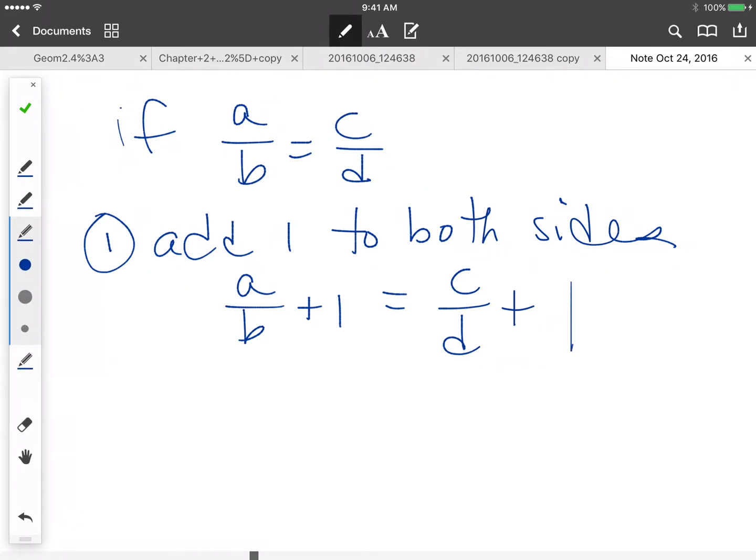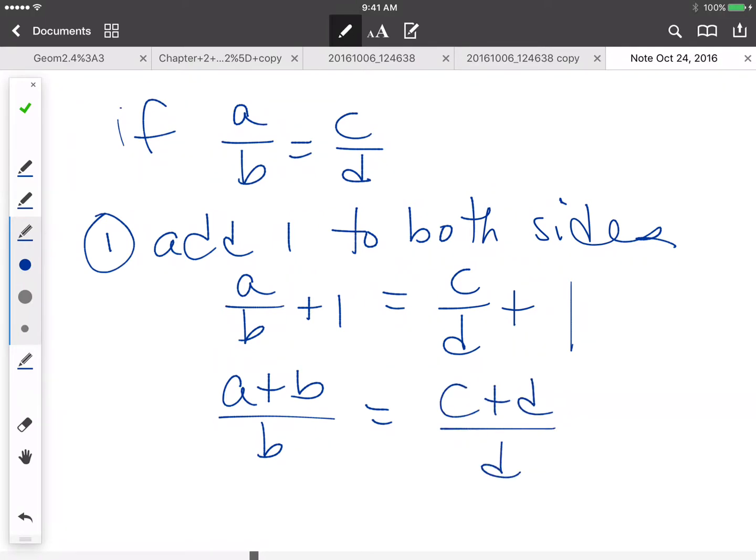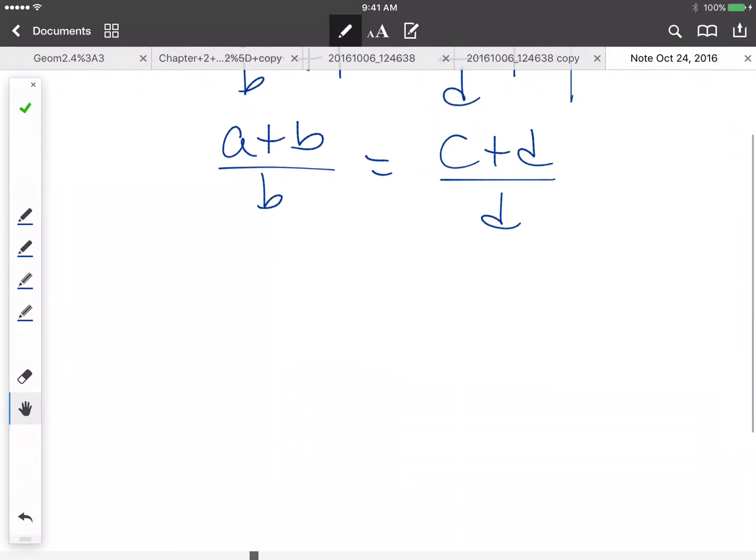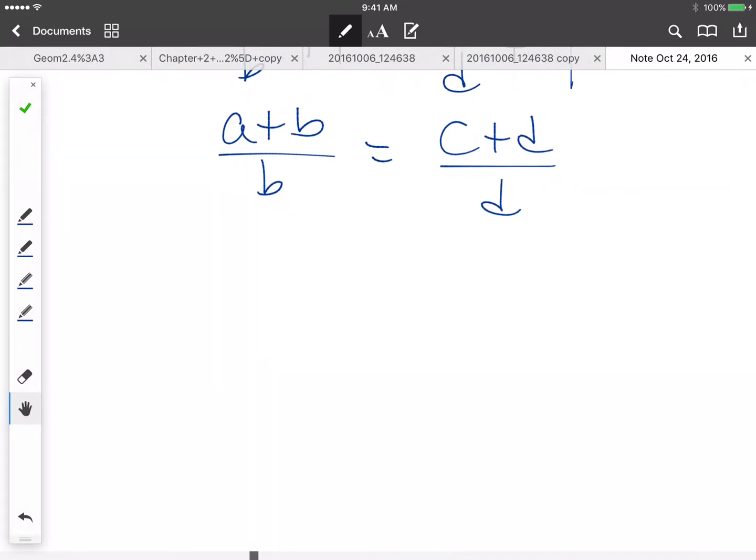So if we actually add 1 to both sides, we end up with a new way to look at this, which is (a + b)/b relates the same way that (c + d)/d. Right, and so there's a little bit of thinking behind this as well. We should probably flesh this out.